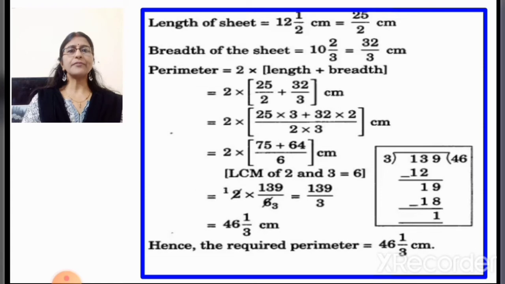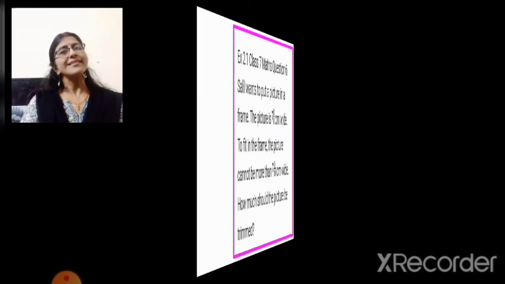It is an improper fraction. You can divide 139 by 3 to convert it into mixed fraction. As they have given the question in mixed fraction, you should also divide it. 139 will be divided by 3. 3 4s are 12. You can see here it is done here. 13 minus 12 is 1. Now, bring 9 down. 3 6s are 18. So, you will get the remainder 1. So, the perimeter of the rectangular sheet is 46 1/3 centimeter.